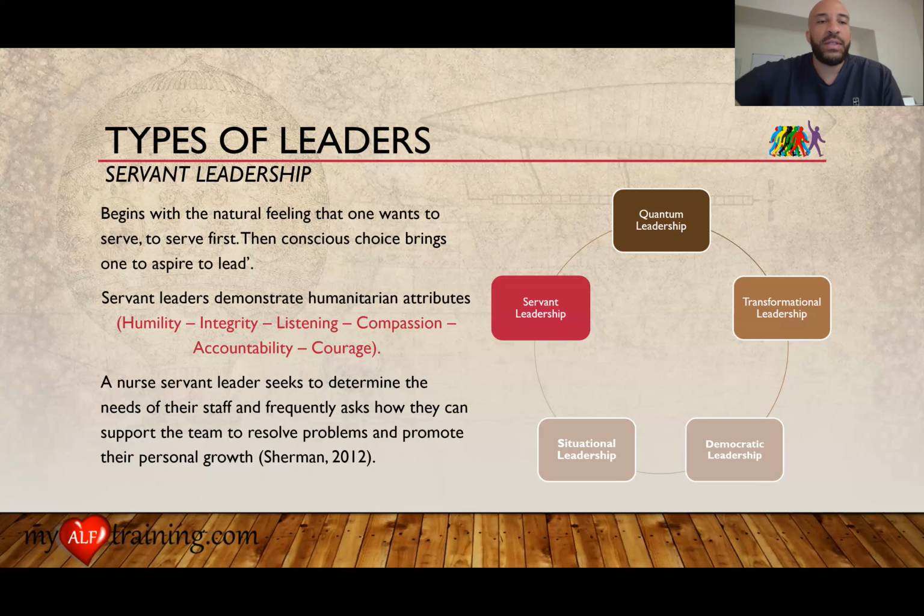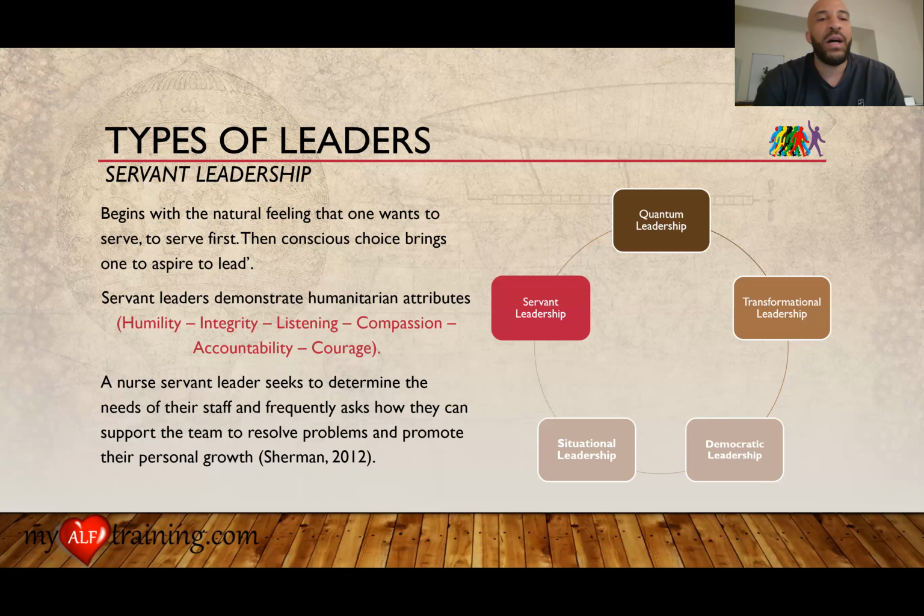So the first type of leader is a servant leadership style. Now, a servant leadership style, it doesn't sound like a leader would be a servant, but when I read the definition to you, you'll understand it and it'll make sense. And it's a lot better than it sounds.